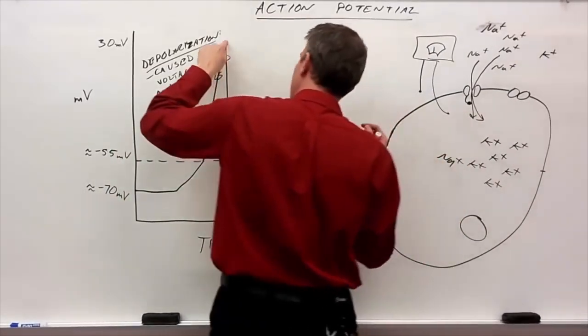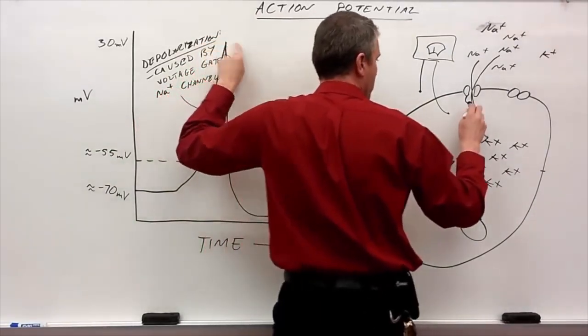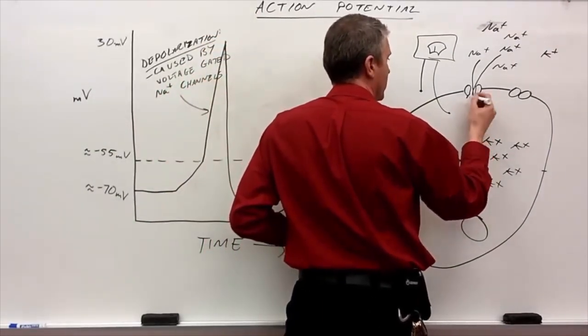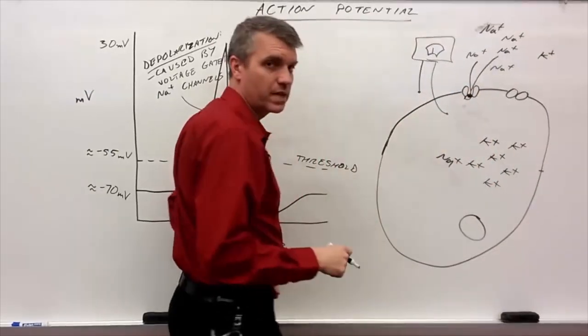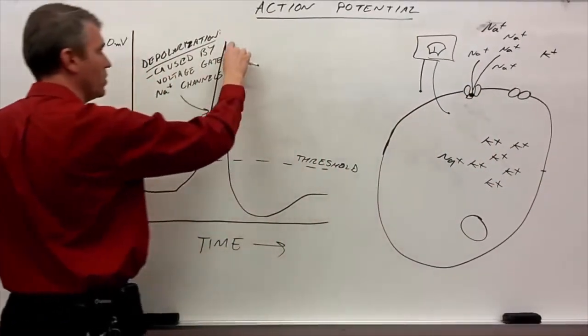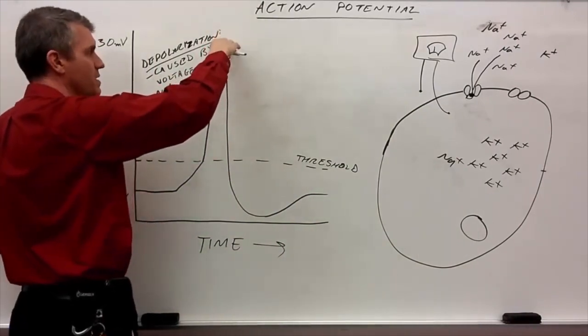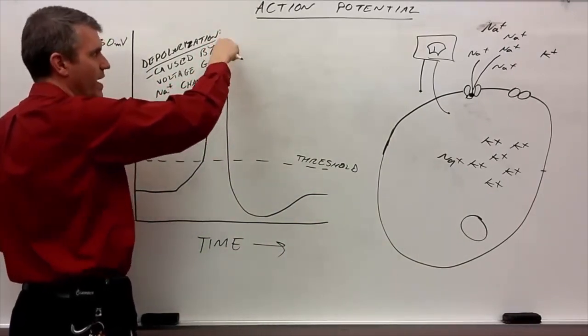And here's what's going to happen. Once we reach this peak of around plus 30, this inhibition gate comes into play and the channel is inhibited. No more sodium gets to come in. So that's why we only get up to plus 30. We don't go any more positive than that, and now we can come back down again.